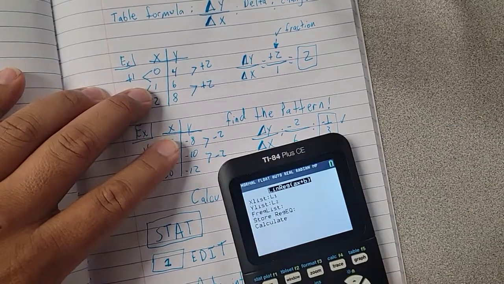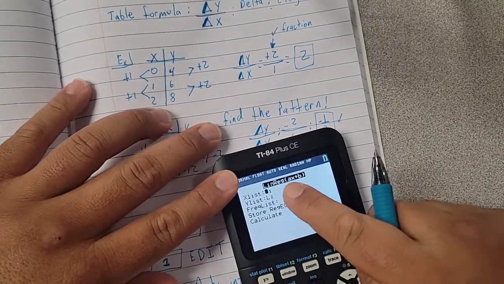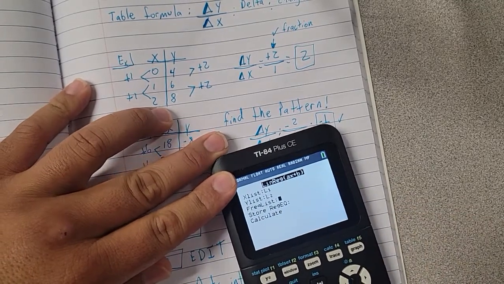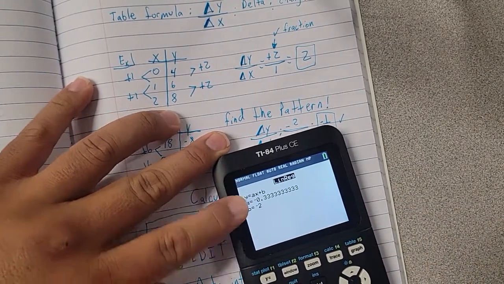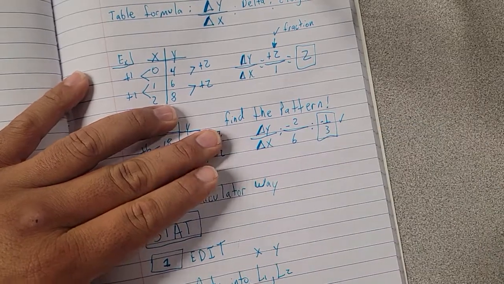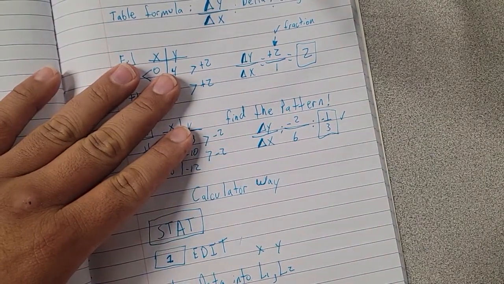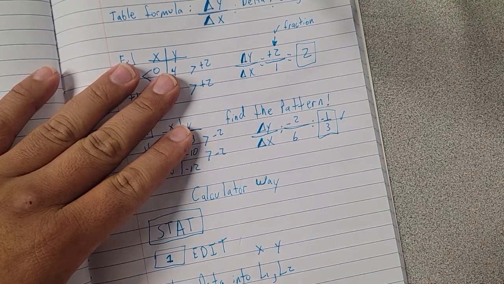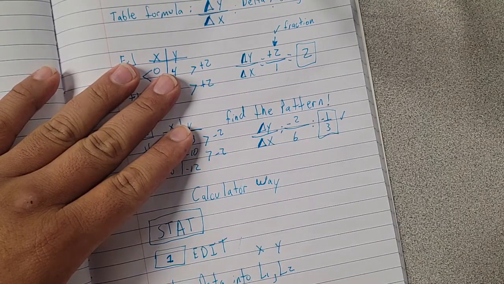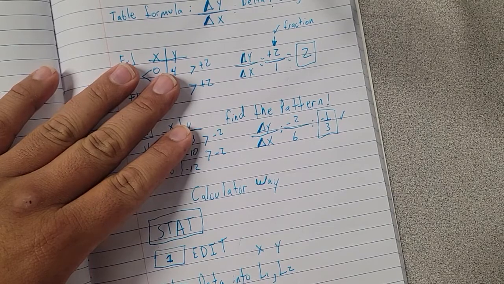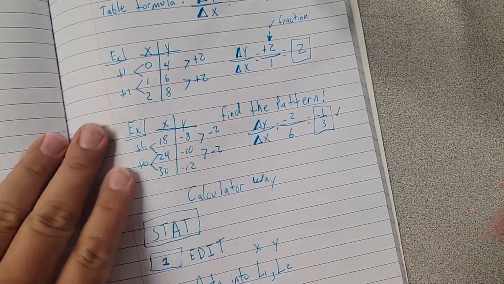Okay. And then right here, you're going to go ahead and push enter till you get to calculate. So 1, 2, 3, 4, 5. So enter is 5 times. Okay. Now I know it seems like a lot of steps, but after about 3, 4 tries, people start to kind of get it a little bit.